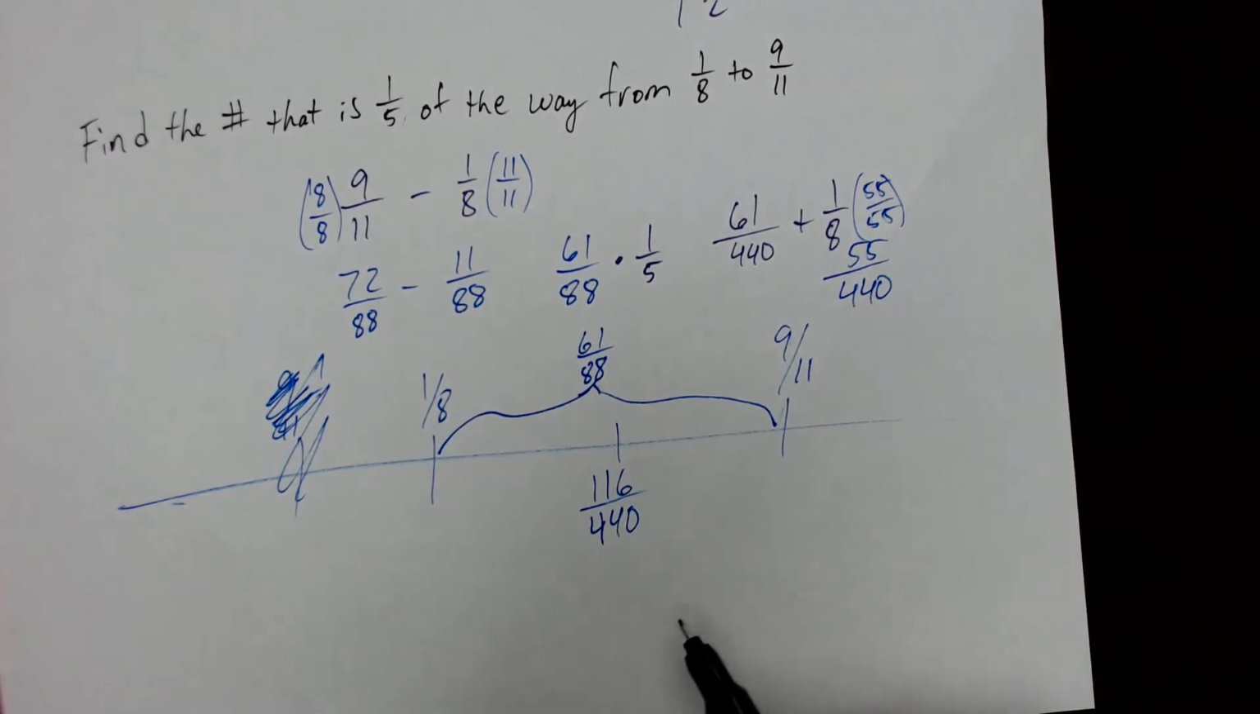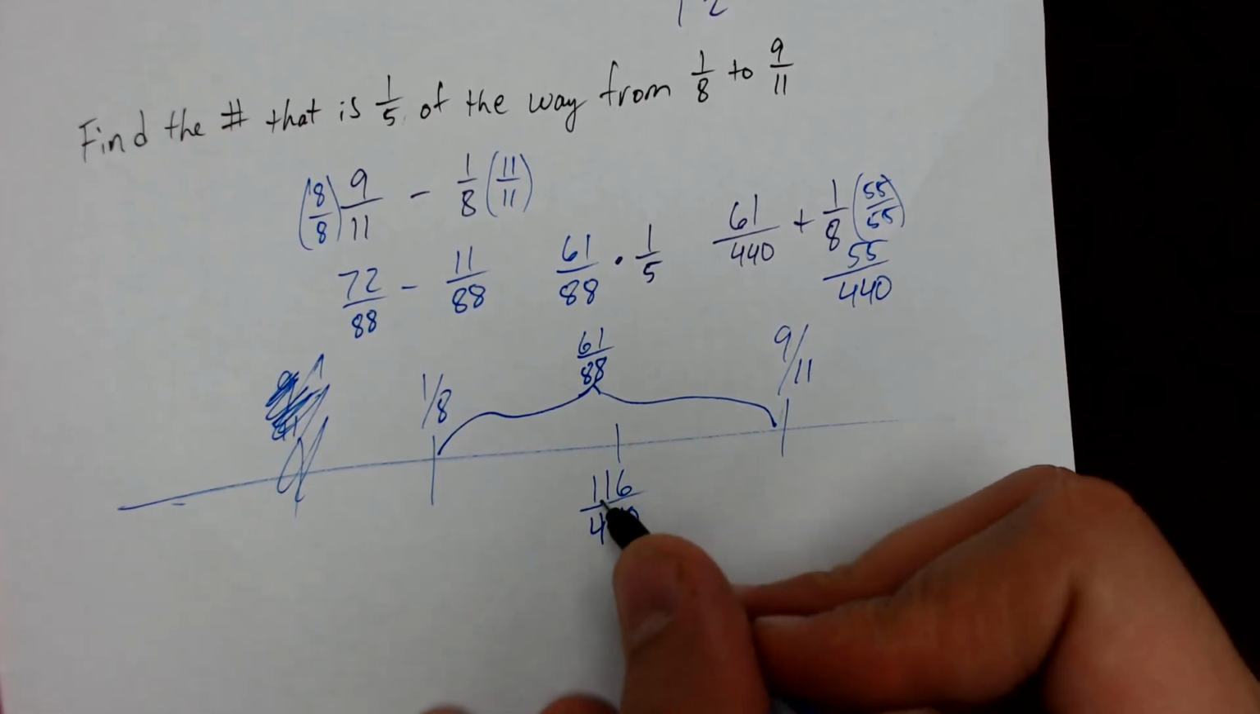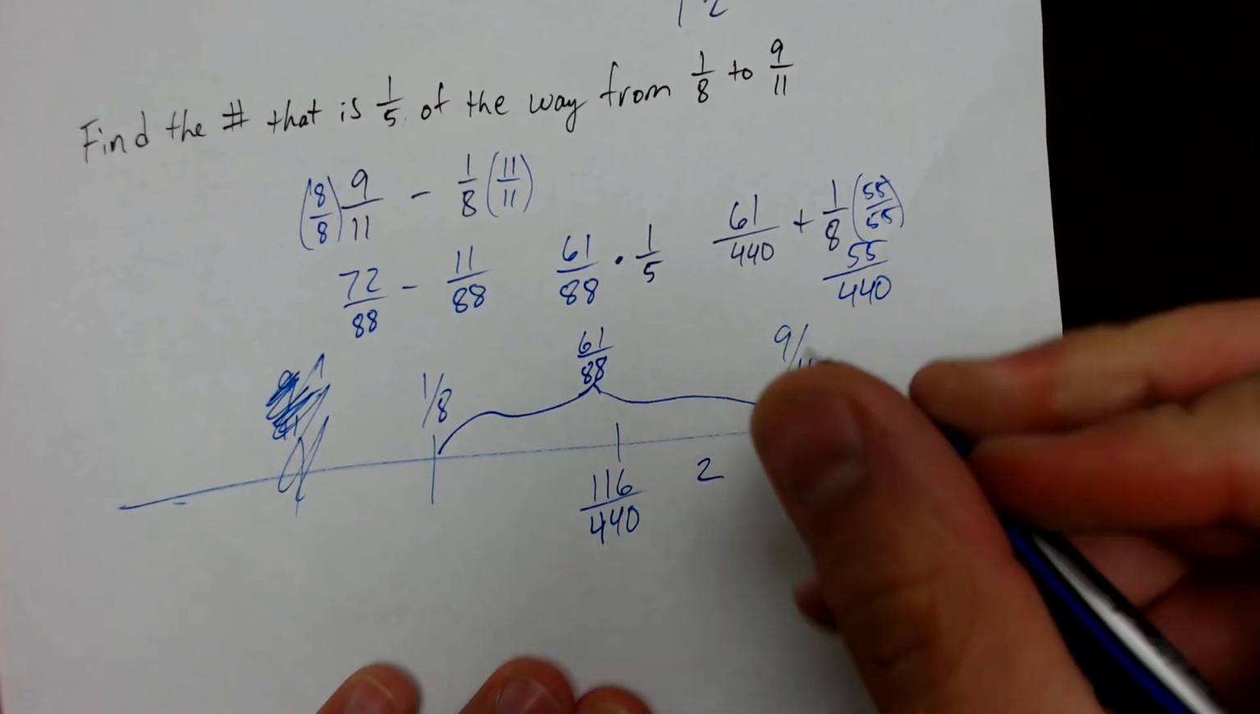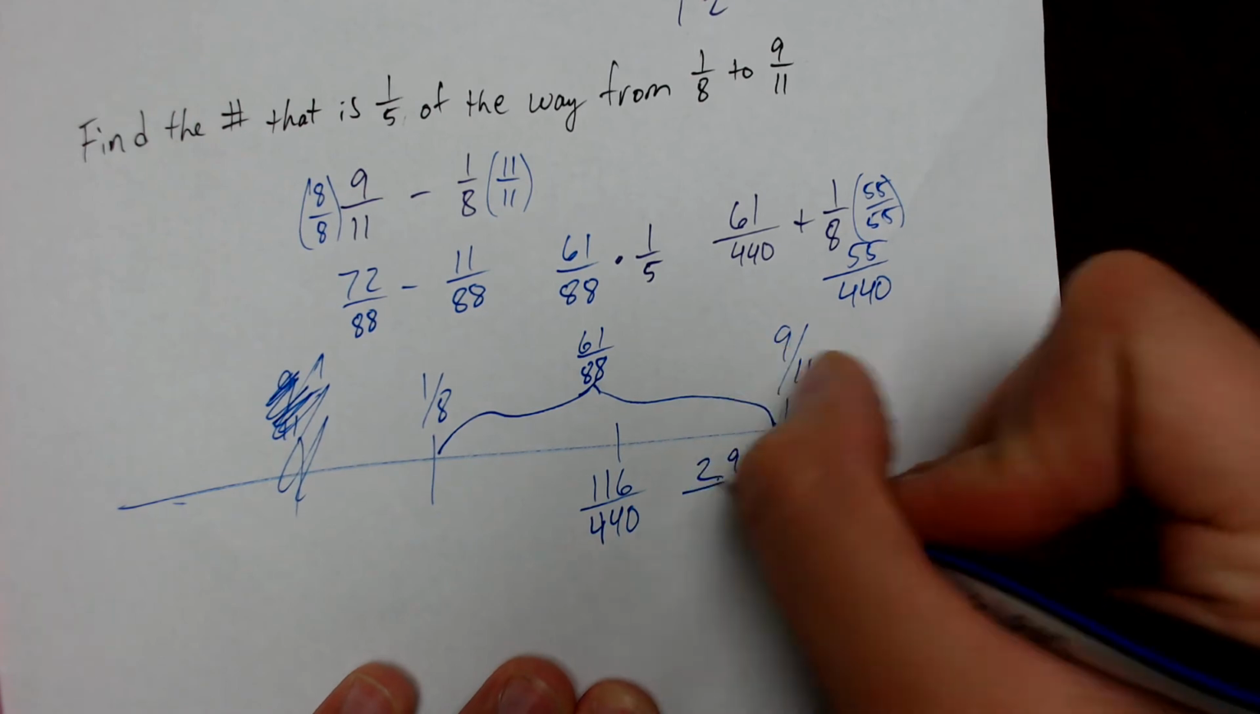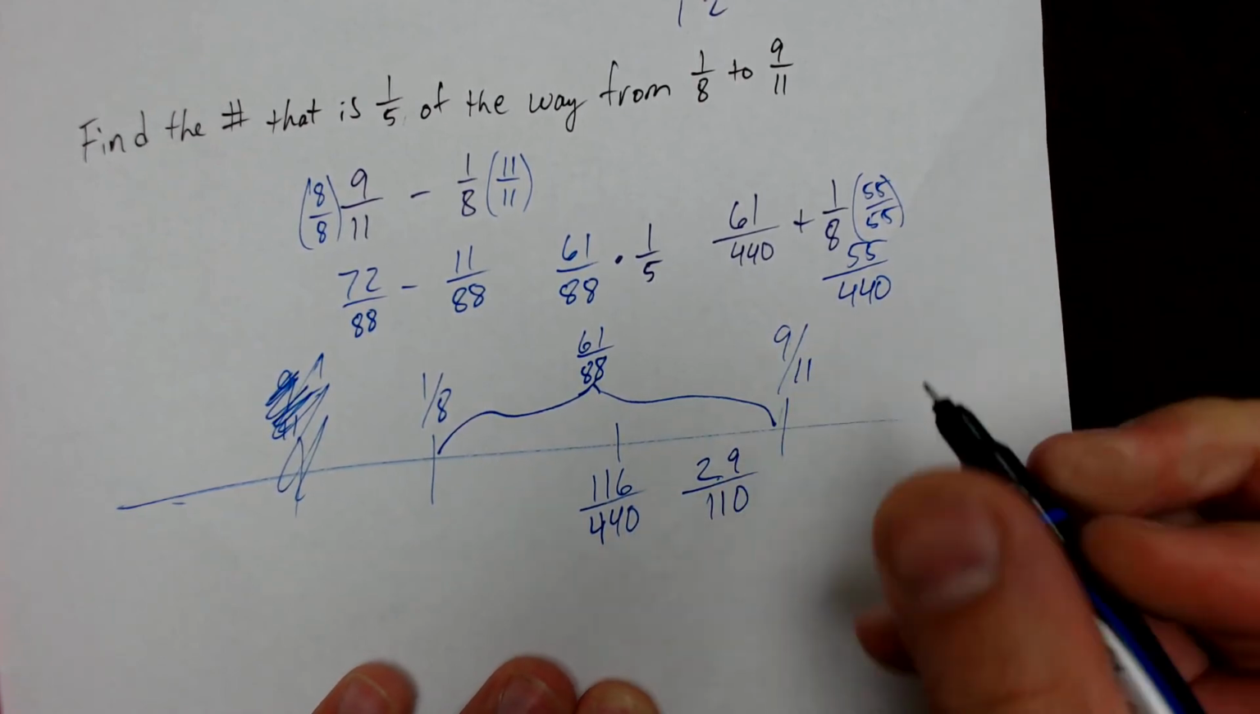I know we can. I'm looking at this. There's 4s, there's 16, there's 100. I'm pretty sure these can both divide by 4. So 4 will go into 440 110 times. 4 goes into 116, 29 times. So that's going to be 29 over 110.